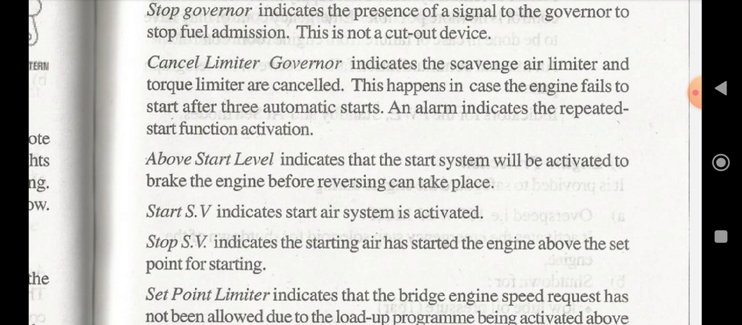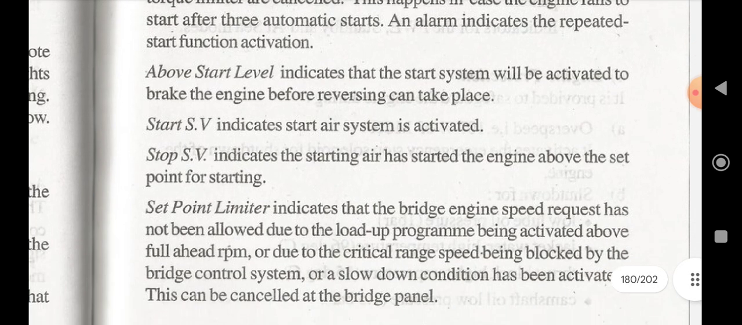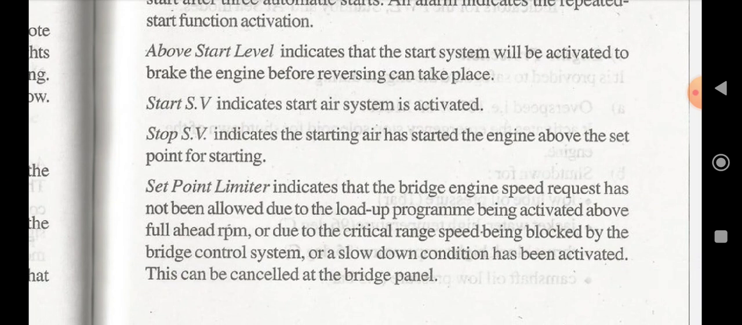Abort start level indicates the start system will be activated to brake the engine before reversing can take place. Start SV indicates start air system is activated. Stop SV indicates starting air has started the engine above the set point for starting. Set point limiter indicates that the bridge engine speed request has not been allowed due to load up program being activated above full head ahead RPM, or due to critical range speed being blocked by the bridge control system, or slowdown condition has been activated. This can be cancelled at the bridge panel.